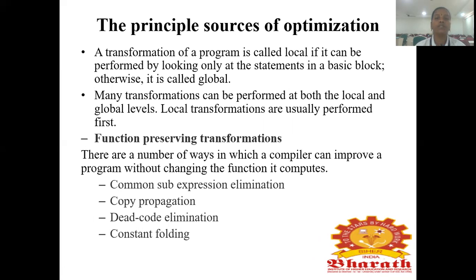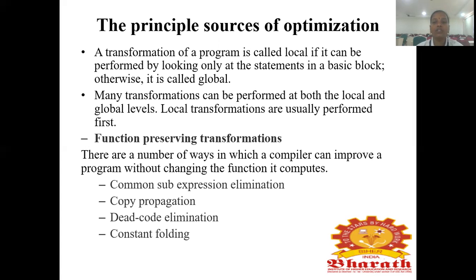Next one is the principal sources of optimization. Here a transformation of a program is called local if it can be performed by looking only at the statements of a basic block. Basic and local are the same; it is declared and used only within itself, and others cannot use it. Otherwise, it is called global. So many transformations can be performed at both local and global levels.